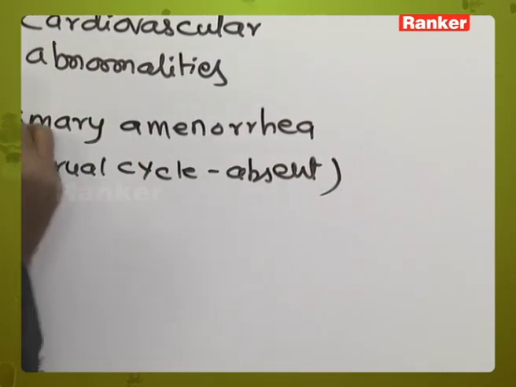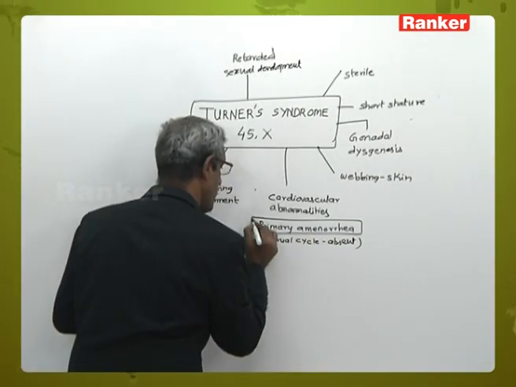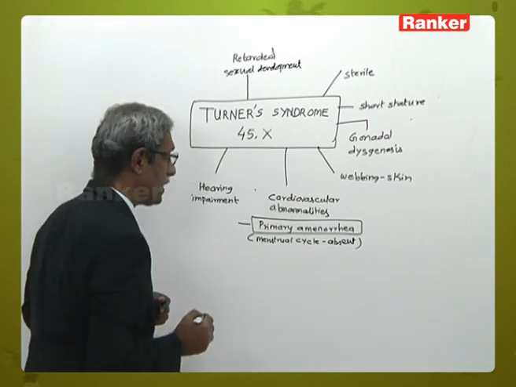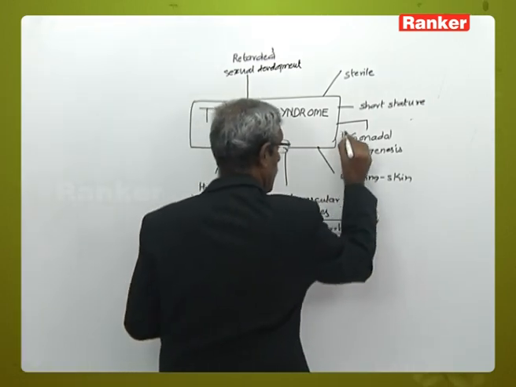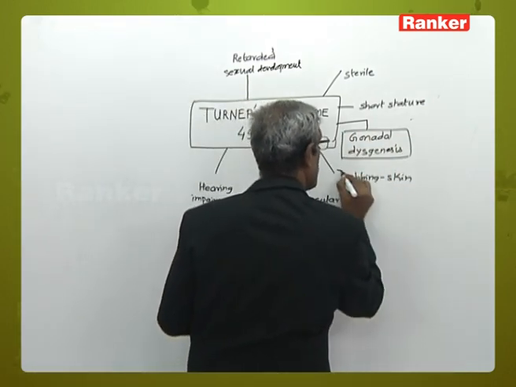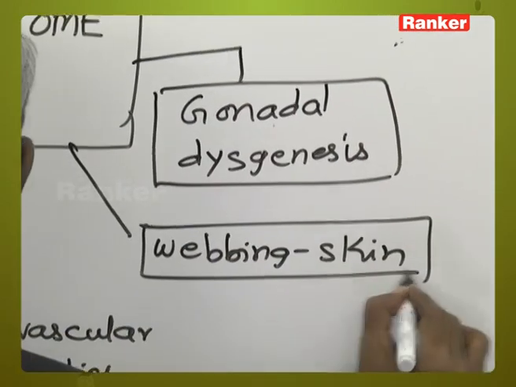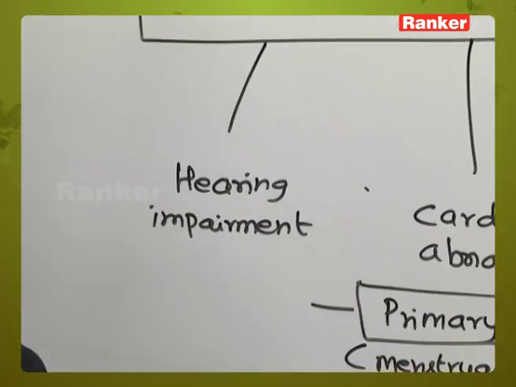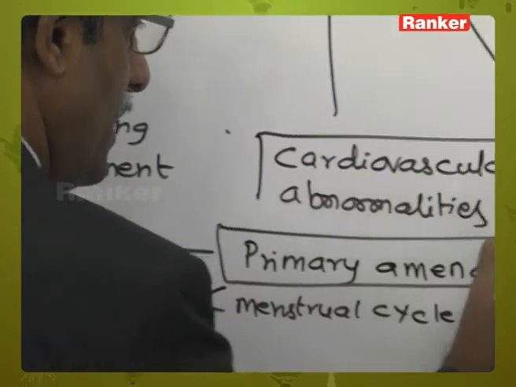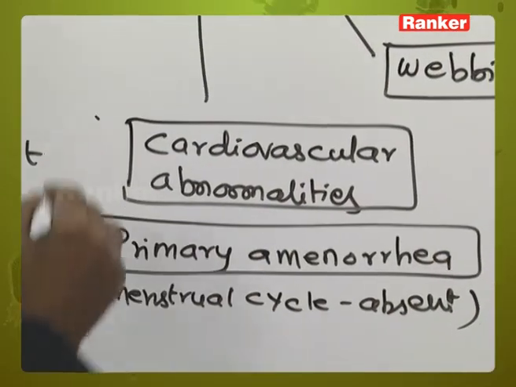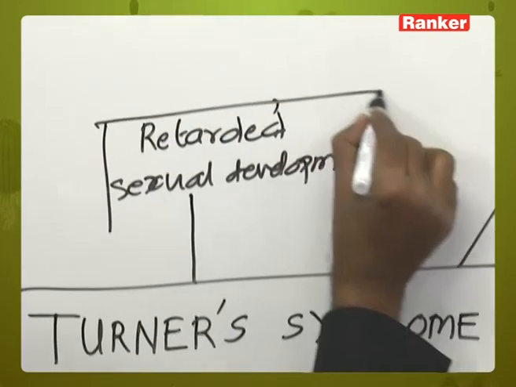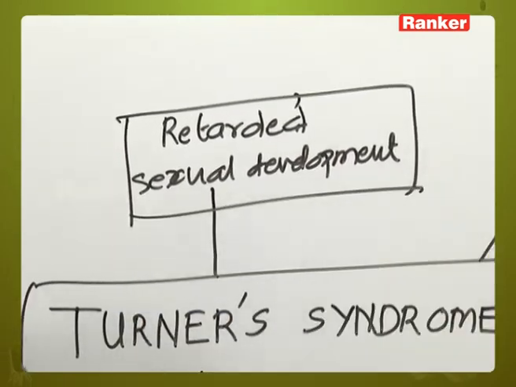So, absence of menstrual cycle, gonadal dysgenesis, webbing of the skin under the neck, as well as cardiovascular abnormalities and retarded sexual development seem to be the key features of Turner syndrome.